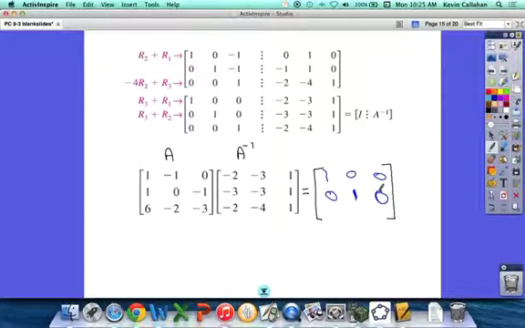Last one. Negative 12 plus 6, which is negative 6, plus 6, 0. Negative 18 plus 6, which is negative 12, plus 12. And the last, 6 minus 2 minus 3, 1. So that's row operations to find the inverse of a matrix, and we verified that it is the inverse of the matrix.